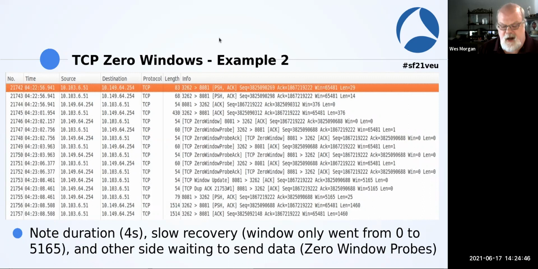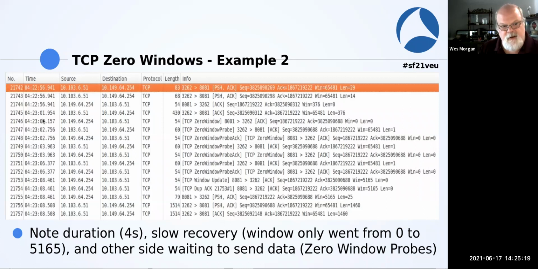You may have noticed in our previous example, we did not see zero window probes from the other endpoint. Well, that's because at that time, the other endpoint didn't have any data to transmit. In this case, the other endpoint does have data and it wants to transmit. So it's going to send a probe to see if there's still a zero window. And it's acknowledged with another zero window condition raised. And that goes on for 4 seconds.